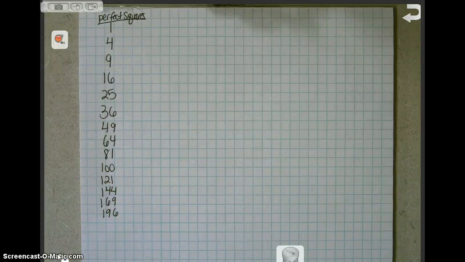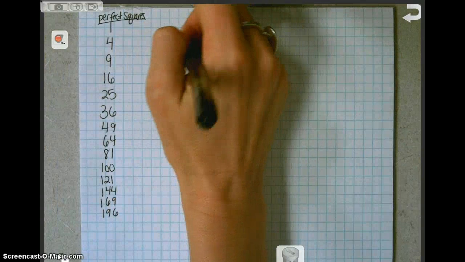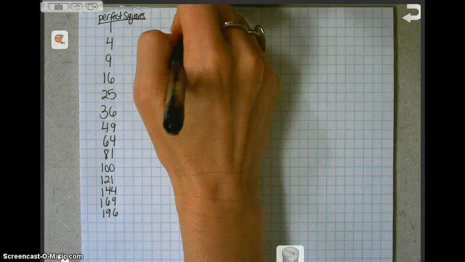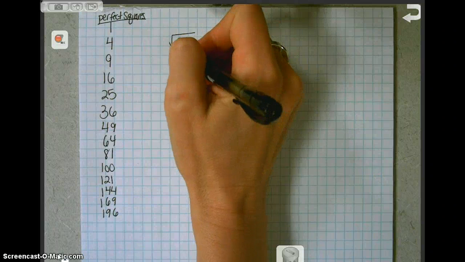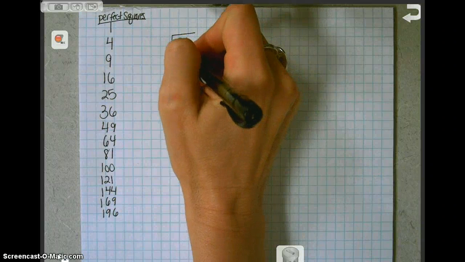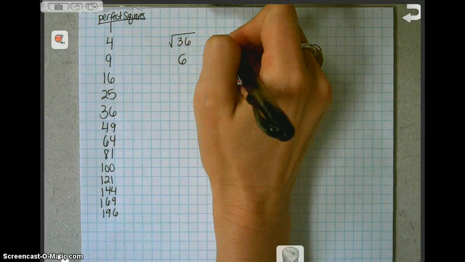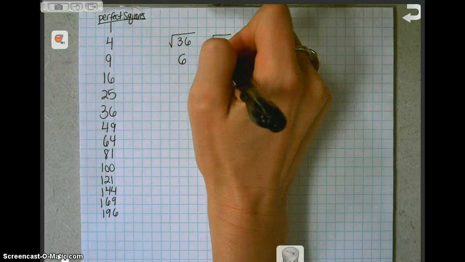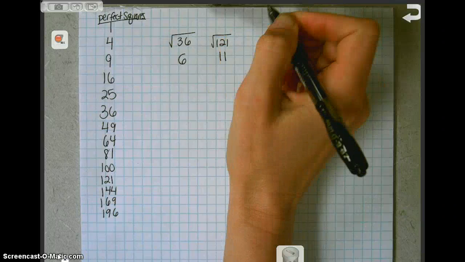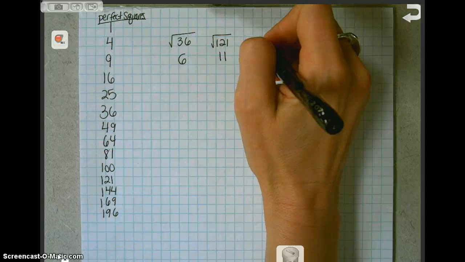Hey guys, here is how you can simplify radical expressions. The deal is that if you are given the square root of 36, they're asking you what times what gives you 36. The answer is 6, because 6 times 6 gives us 36. The same way, the square root of 121 is 11, because 11 times 11 is 121. We are asked to simplify these radical expressions as much as we can.